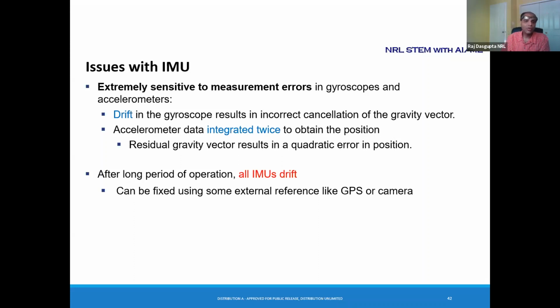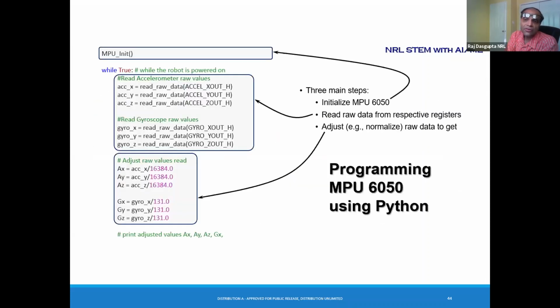gyroscopes in the IMU might have some drift in them. And with accelerometer data, we saw that we integrate the acceleration over time, and integrate it twice. First to find the speed and then to find the position. And every time we integrate, if there was some error in the readings, these errors end up getting integrated and hence amplified. So after a long period of operation, all IMUs drift. And so some external reference has to be used to compensate for the drift.